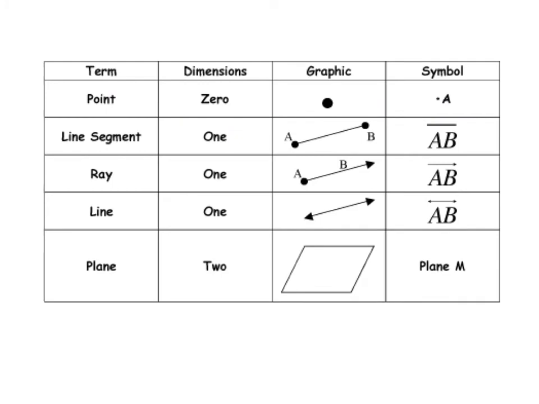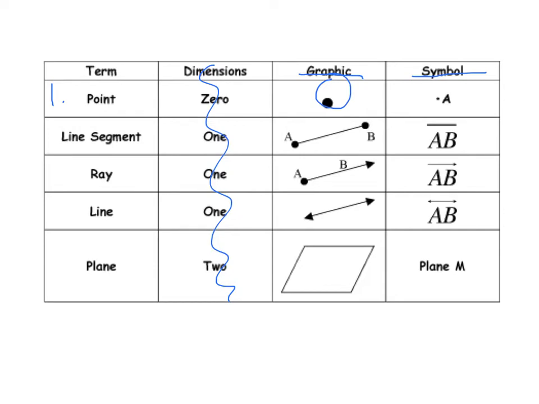Alright guys, we're going to start with definitions, and the first definition that we're going to have is point. You don't need to worry about this dimensions part, but the graphic and the symbol is what is important. And a point just names a location. So this is how you're going to show where a point is.